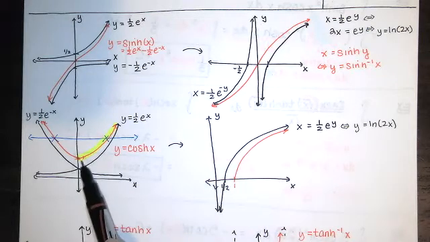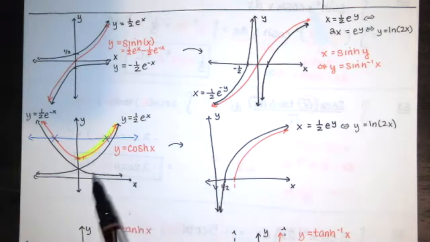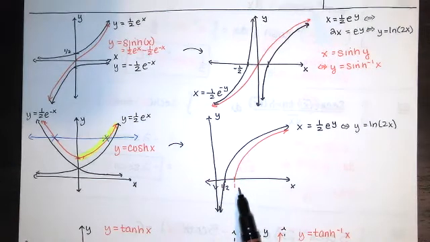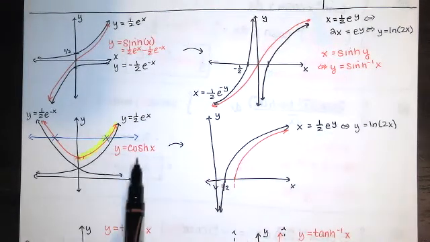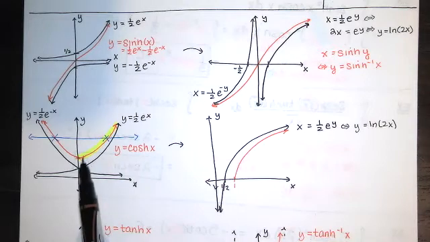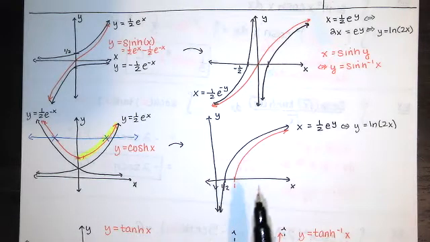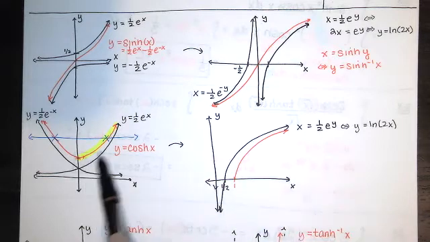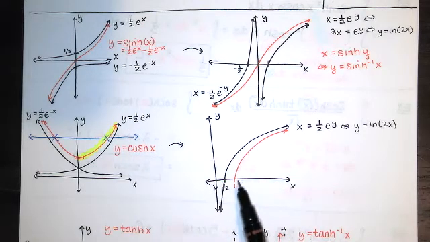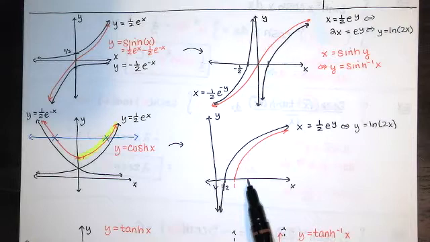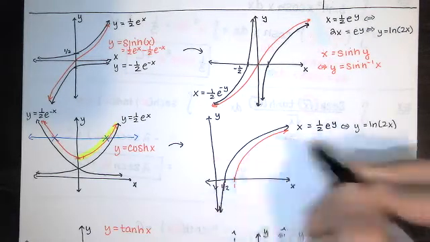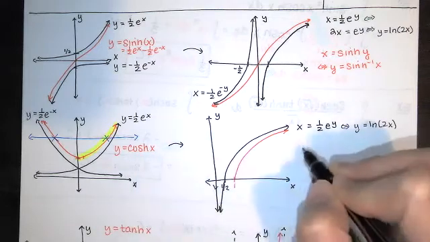Now this crosses the y-axis when y equals 1. So when we switch the roles of x and y, this graph crosses the x-axis when x equals 1. The domain of this one was all real numbers and the range was 1 to infinity. Now our domain is 1 to infinity and the range, due to the restriction, is 0 to infinity. So this red graph is the inverse hyperbolic cosine graph.